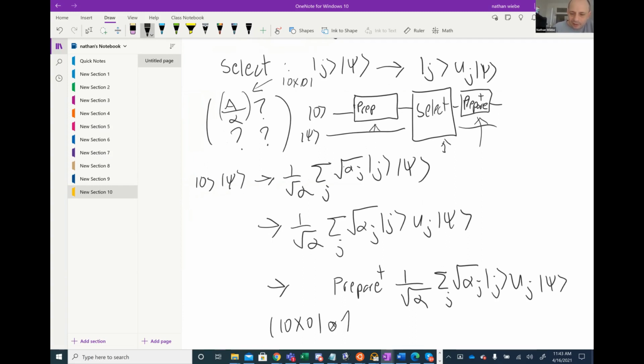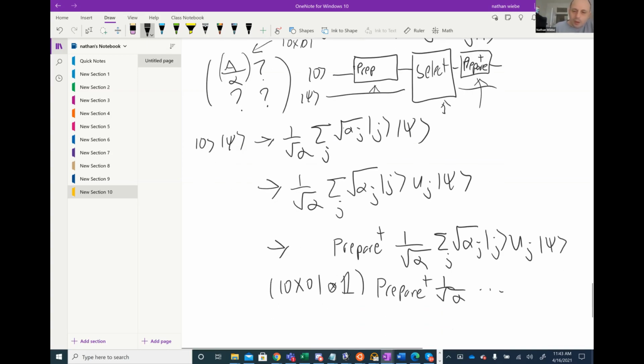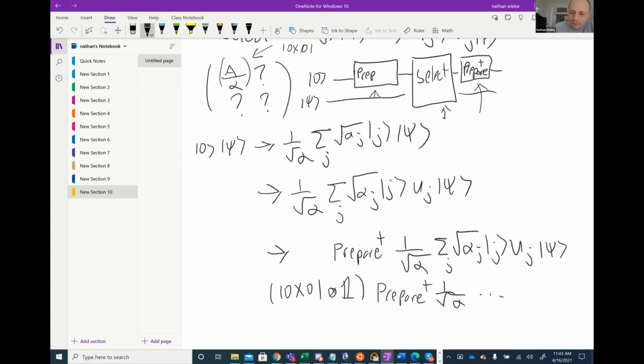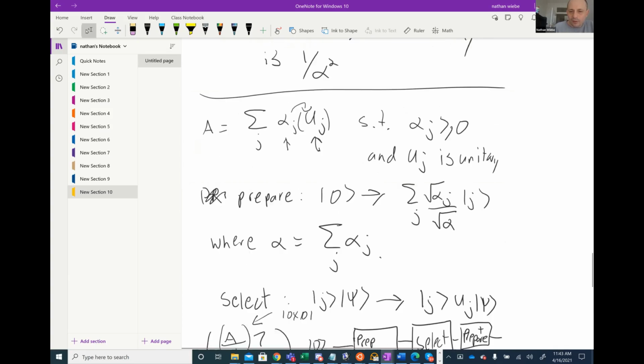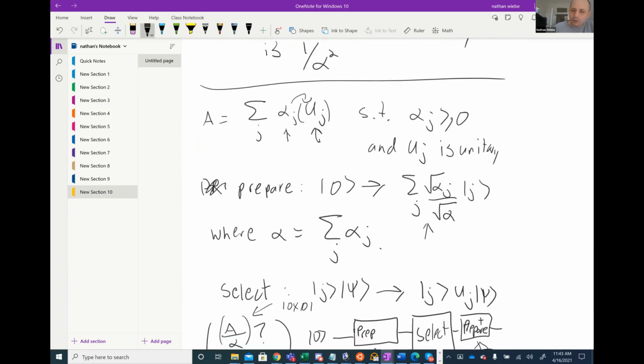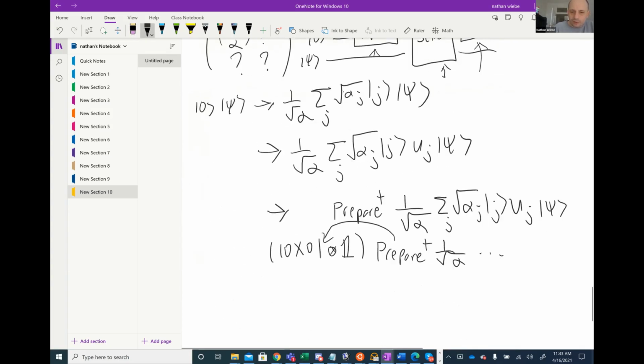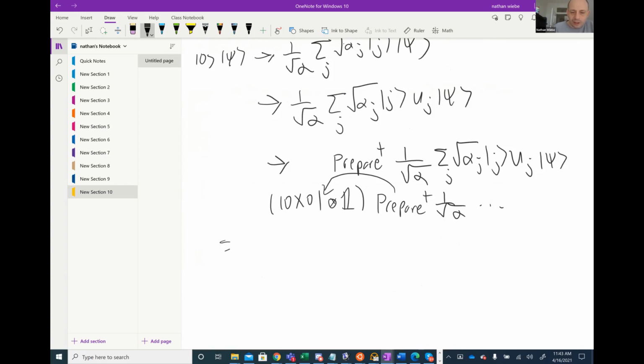Tensor identity acting on the psi, because we only want to project onto that block of prepare dagger 1 over square root alpha, and so on and so forth. But the left action of prepare dagger on 0 is defined. It's just the adjoint of this state here.